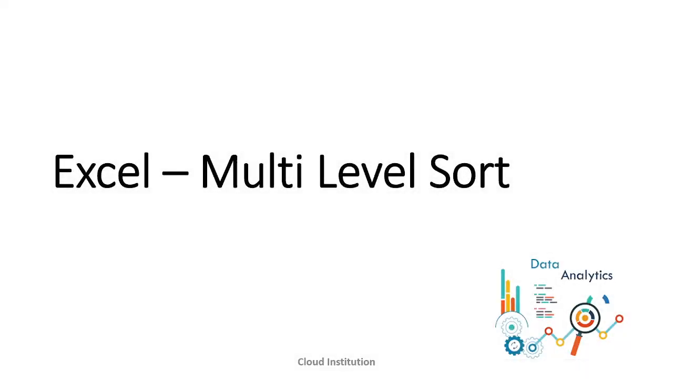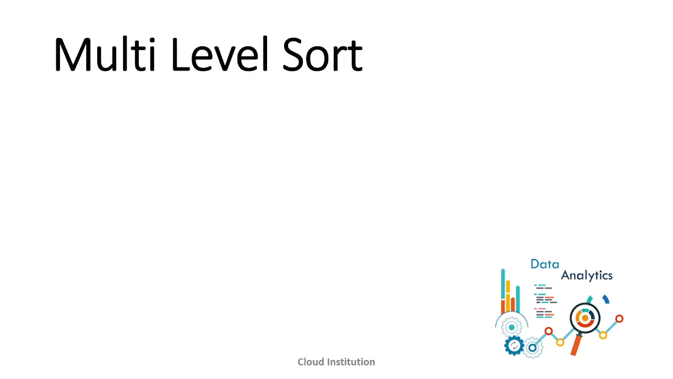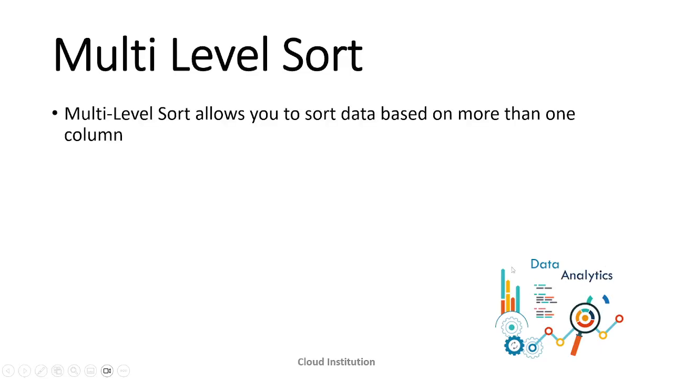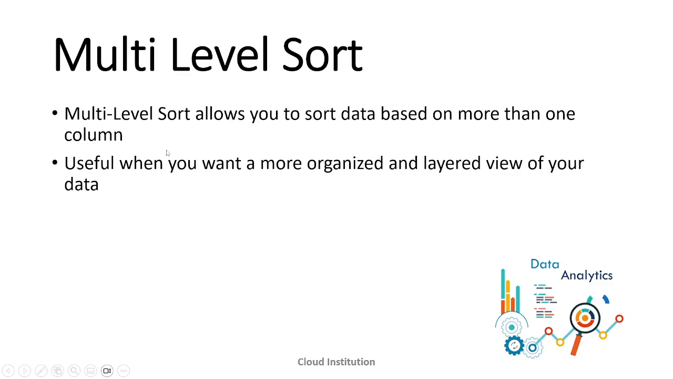Now in this section, let's look at multi-level sort. What do you mean by multi-level sort? It is where you can sort your data based on more than one column, and it's useful when you want to have a more organized and layered view of your data.